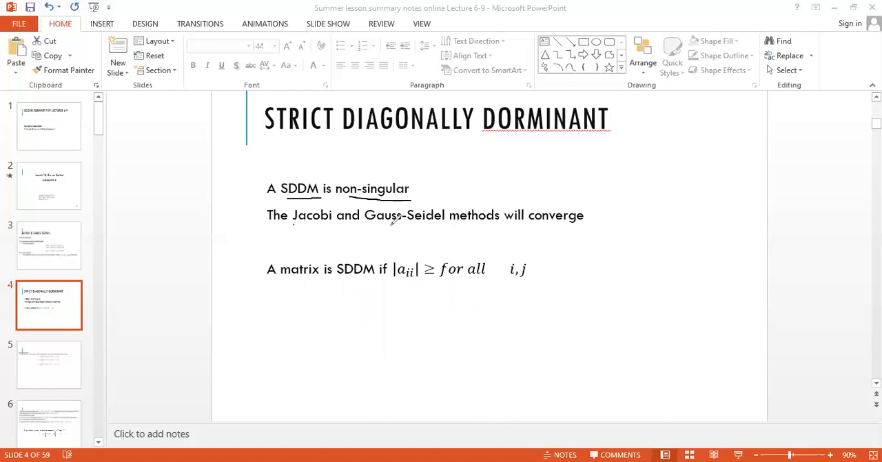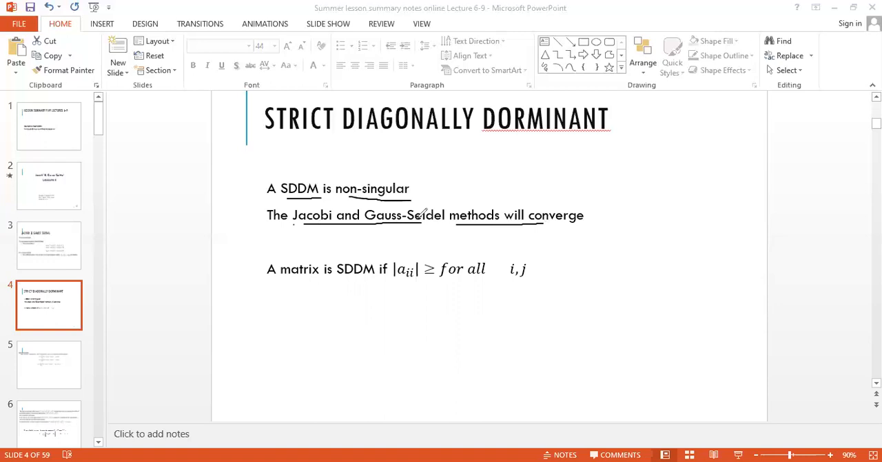Yes, so which implies that if this matrix is SDDM, then we are 100% sure that the solution exists, okay? Once the solution exists, if we apply the Jacobi and the Gauss-Seidel method, we are sure that the method will surely converge. Because the solution exists, the method will converge to the solution, okay? But if you are not sure that the solution will exist and you are using iterative methods like Jacobi and Gauss-Seidel, okay, you are not certain that this solution really exists.